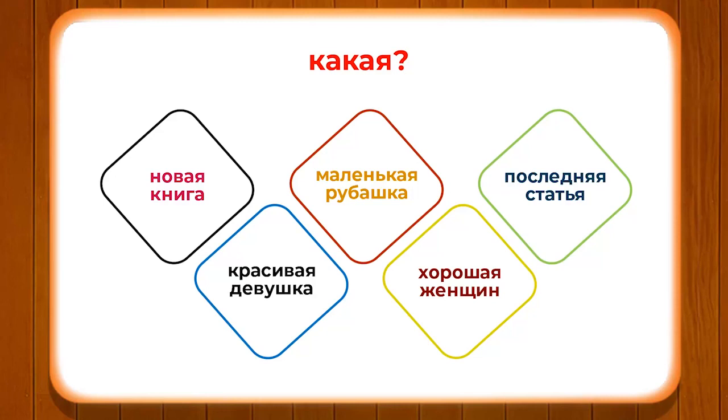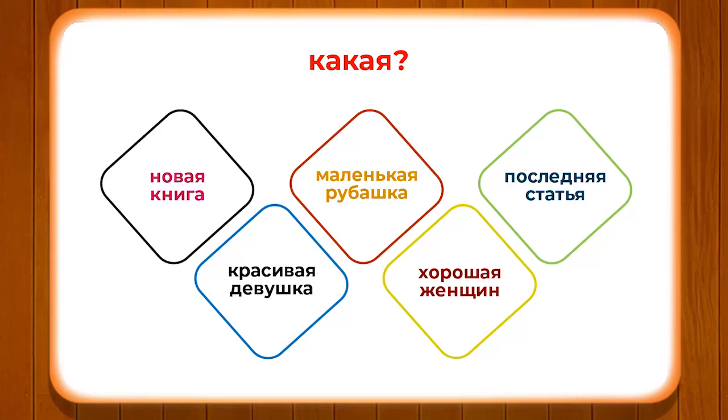Alright, now let's learn the meaning of these sentences. They are simple because it is just the agreement between the adjective and the noun. However, they make sense. Новая книга, new book. Красивая девушка, beautiful girl. Маленькая рубашка, small shirt. Хорошая женщина, good woman. And последняя статья, the last article.